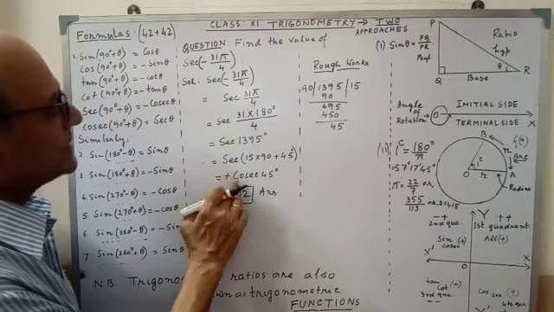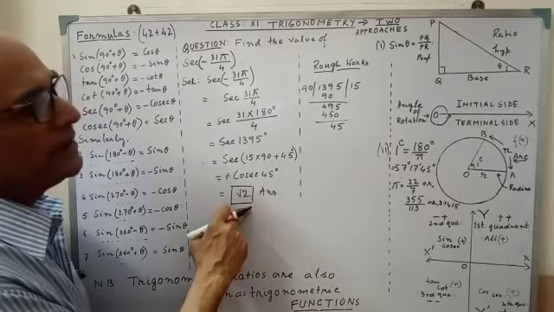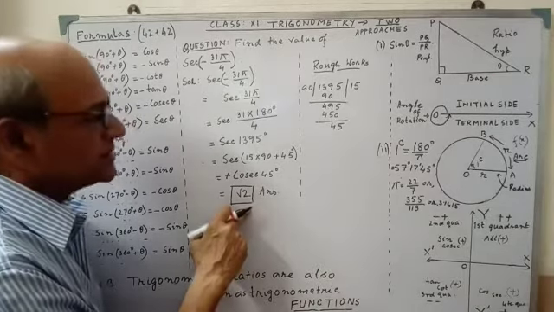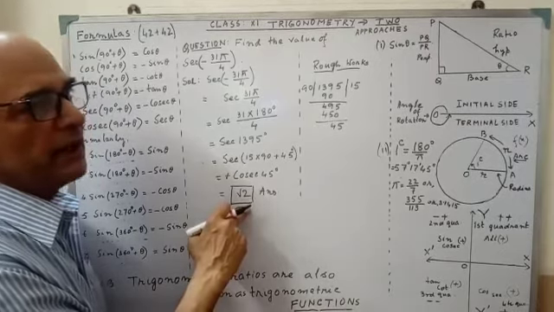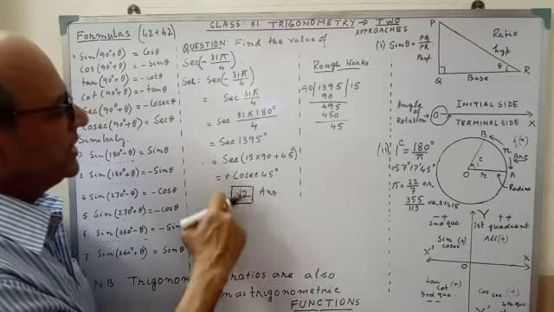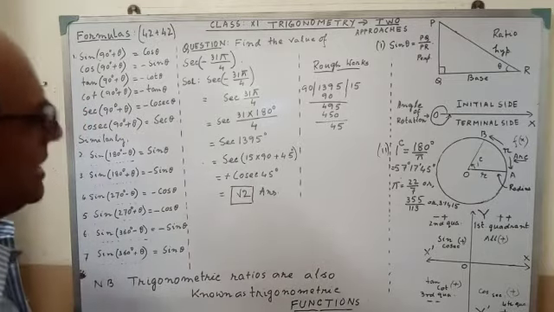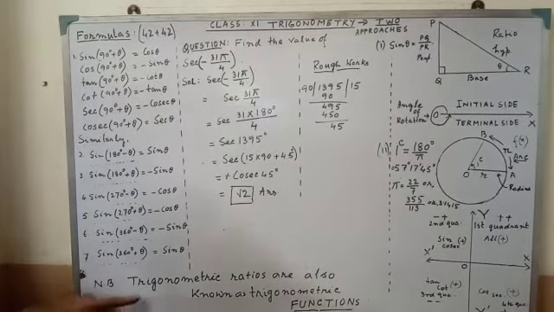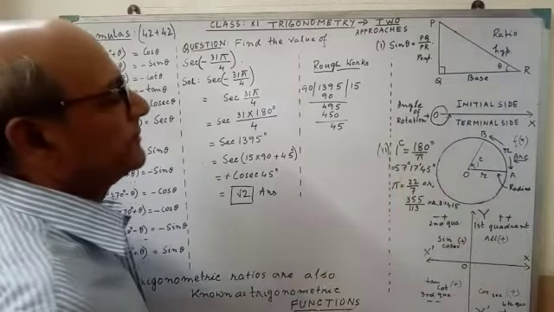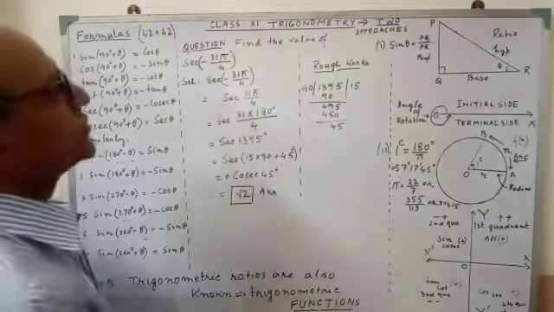So it will be plus cosec 45 degree. The value of cosec 45 degree is root 2, that you have learned in previous classes from your standard angles. There are 5 standard angles: 0 degree, 30 degree, 45 degree, 60 degree, and 90 degree. From there we are getting this value root 2. I think it is clear to you. Another thing you must remember, trigonometric ratios are also known as trigonometric functions. This is the answer of this question.